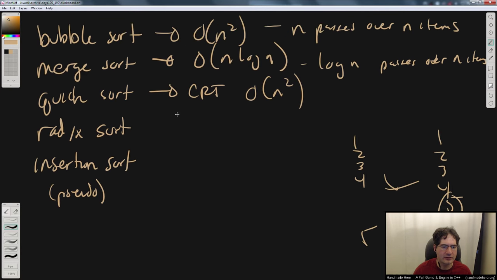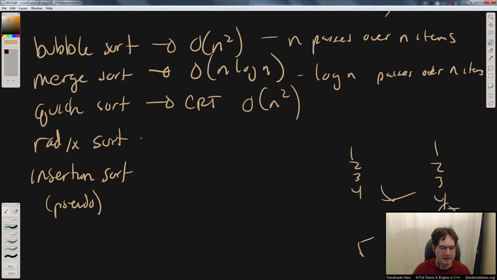Okay, so let's talk about another sort. Let's talk about radix sort. Radix sort is an O(1) sort. Not really. People often say that, but it's actually O(n). Obviously, it has to visit all the items.